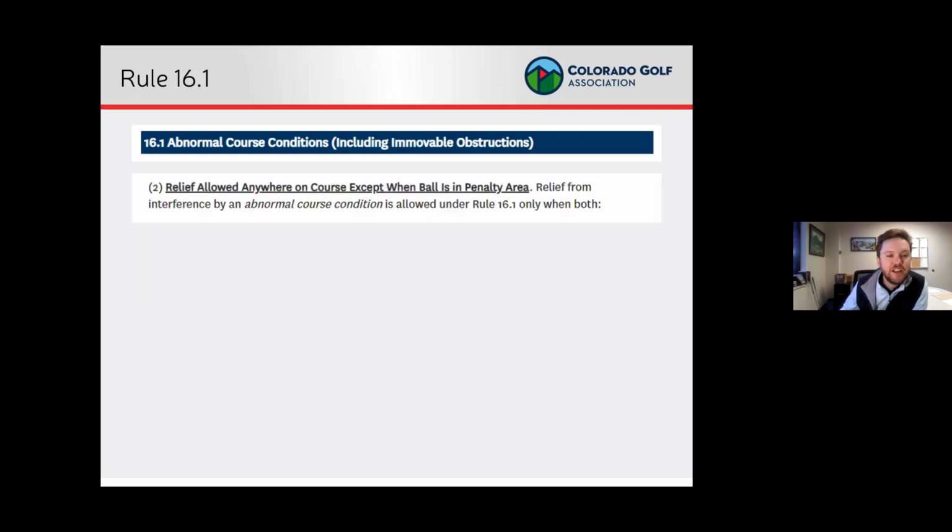In the second area here, it says, okay, relief allowed anywhere on the course except if the ball is in the penalty area. So if you have interference, where do we get relief? Relief from interference by an abnormal course condition is allowed under Rule 16.1 only when both the abnormal course condition is on the course, so not out of bounds.